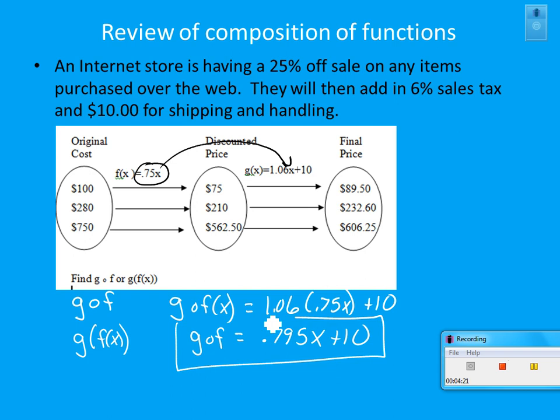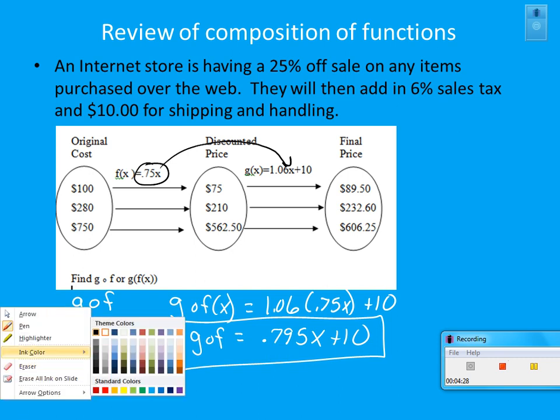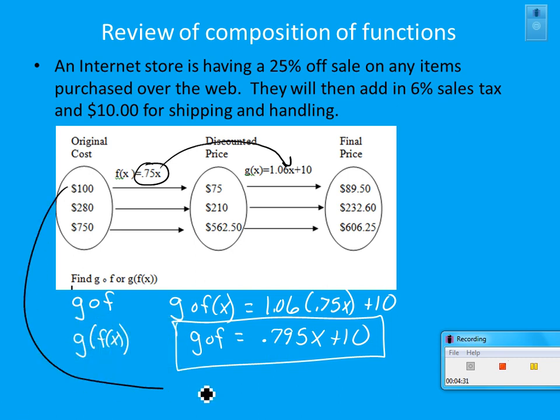What we just did is we found a formula that whatever your cost is, I can plug that into this formula and it would take me straight to the answer. So if I wanted to plug in 100 real fast, 100 times 0.795 is 79.50 plus 10 puts me at 89.50. So that's the composition of function.